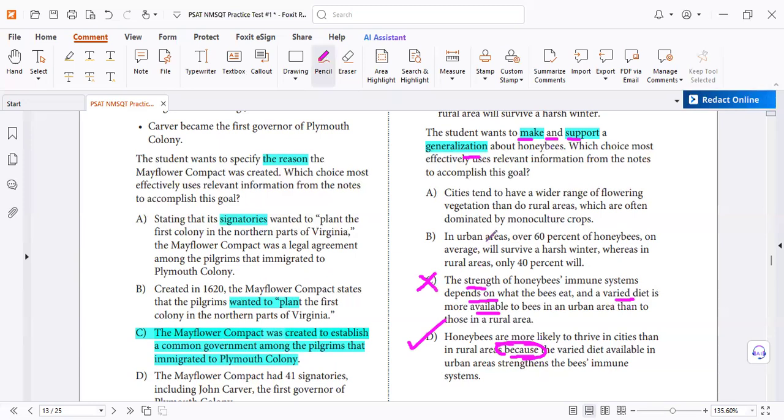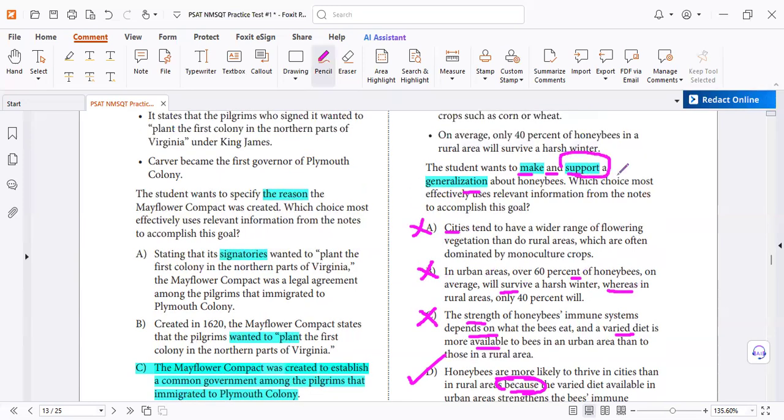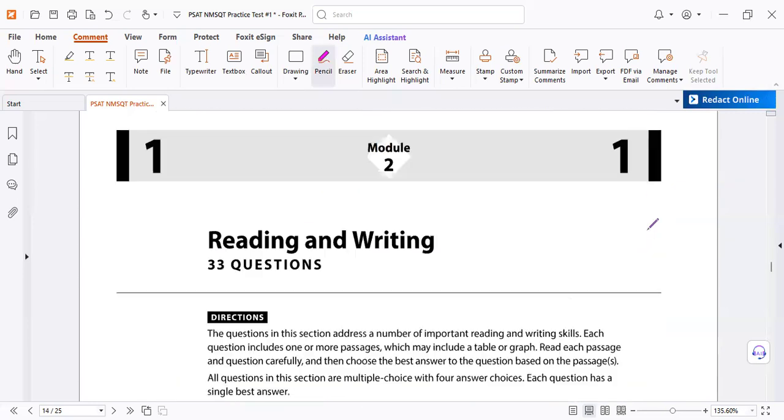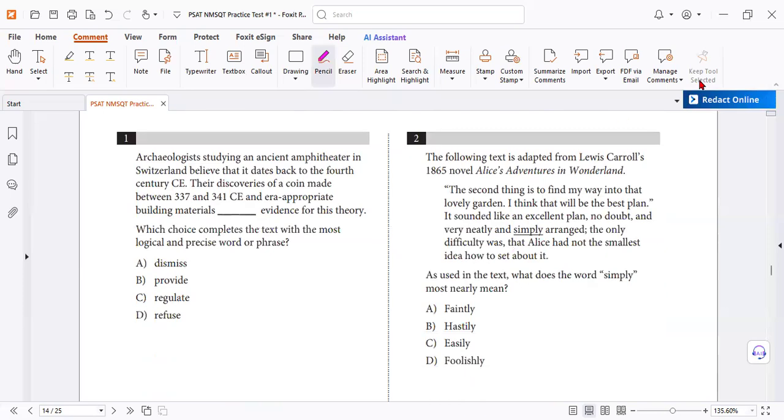Here the same again. In urban areas will survive. Okay, what is the evidence? Look, whereas this is comparison between two points, but there is no evidence in one of them. Wrong. Here again, cities tend to have a wider range. Right. But where is the evidence? So now you must understand what kind of support evidence. We need statistics, we need reasons, we need quotations in ways of scientific evidence. And I'm going to send you notes today to know more about the evidence. That's all, my dear friend. Understood?